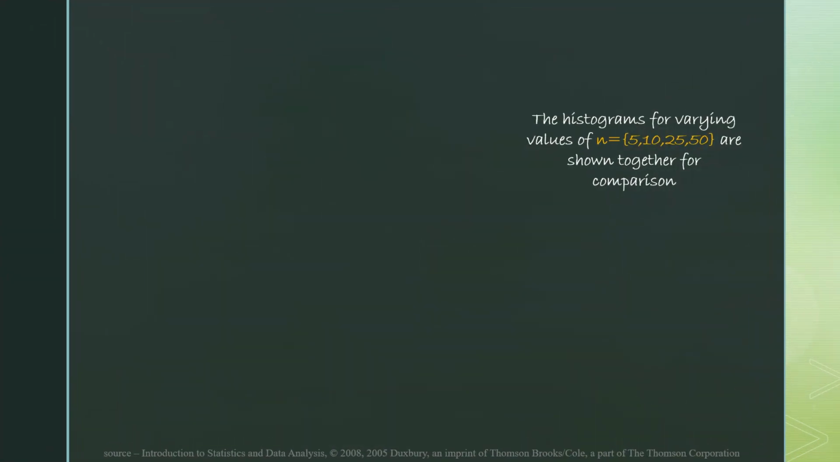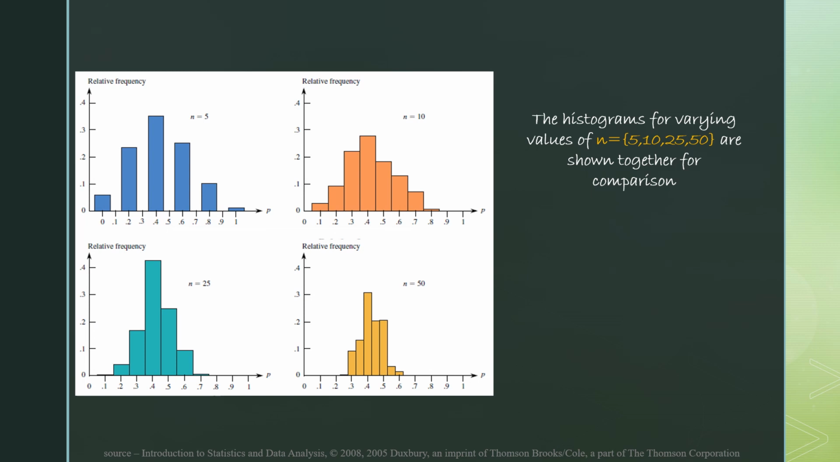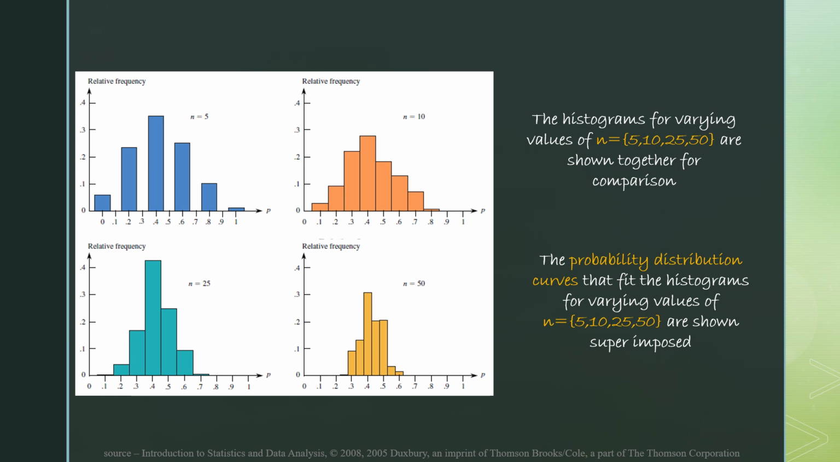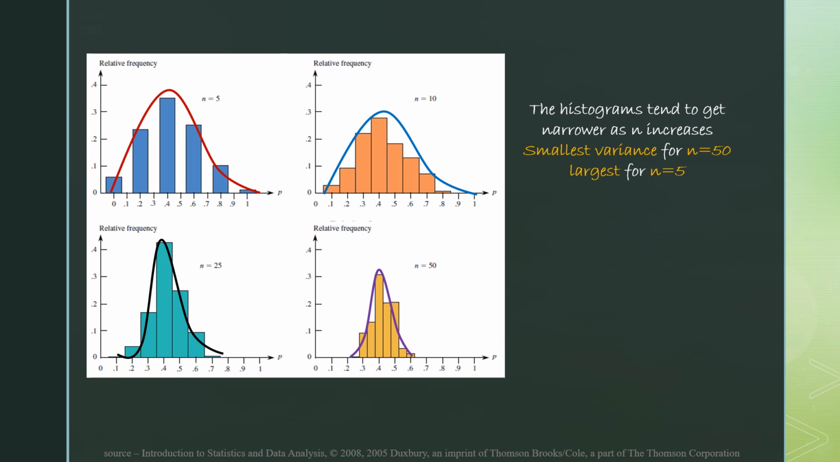The histograms for varying values of n, 5, 10, 25, 50 are shown together for comparison. The probability distribution curves that fit the histograms for varying values of n are shown superimposed. The histograms tend to get narrower as n increases. Smallest variance for n equals 50 and largest for n equals 5. The probability distribution curve is more normal for n equals 50 while asymmetric for n equals 5.